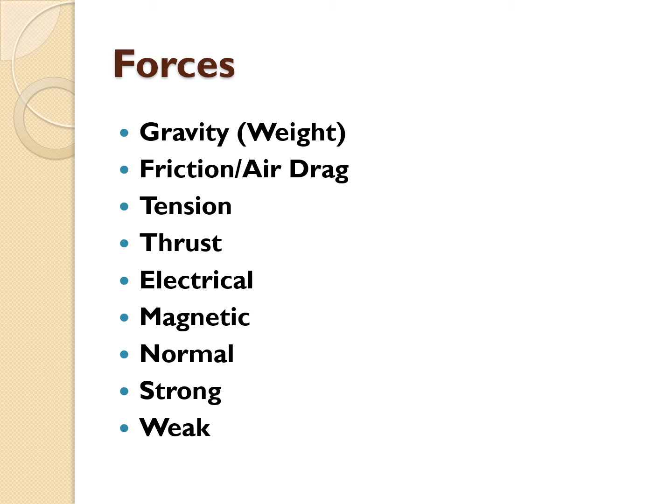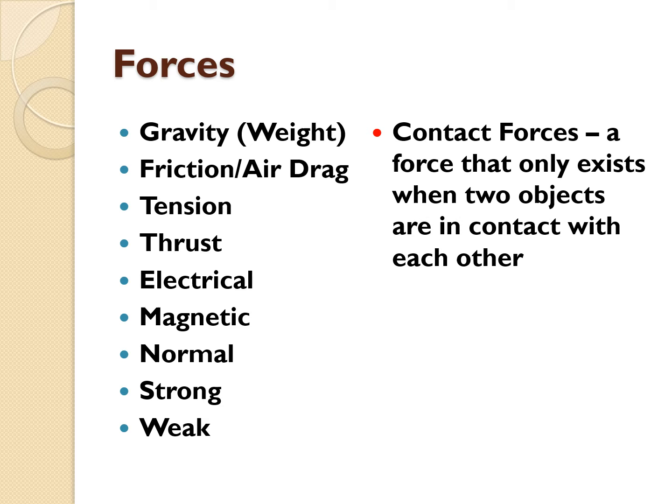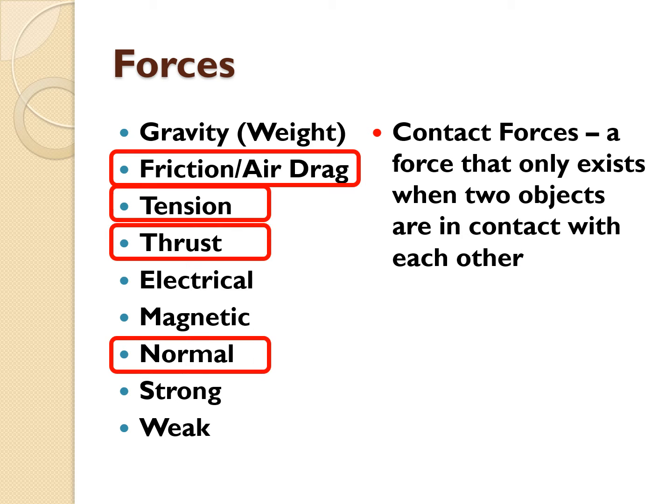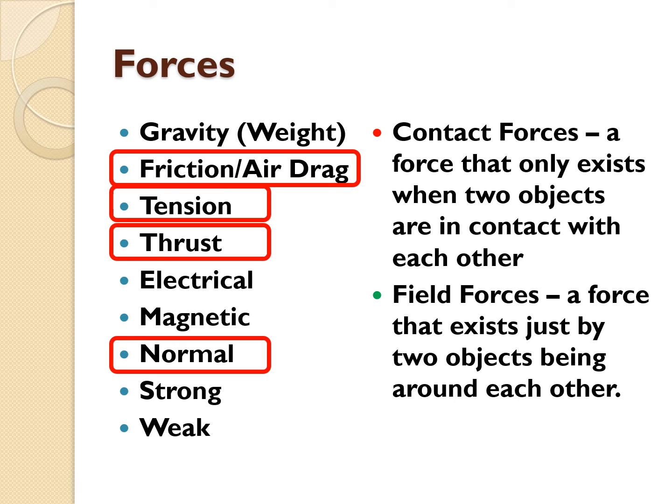Now all these forces can be categorized into two categories. We call the first one contact force. A contact force is a force that only exists between two objects that are in contact with each other. For example, you wouldn't have a force of friction between two objects or air drag without having that air in contact with the object. Tension: you wouldn't have a rope sitting next to a box that would apply a force on the box. It would have to be connected to it. Two objects wouldn't have a normal force being applied unless they were in physical contact with each other.